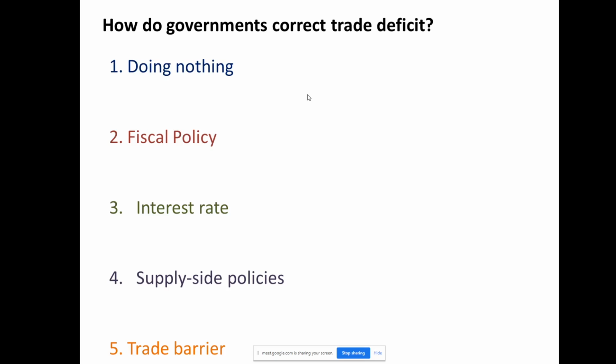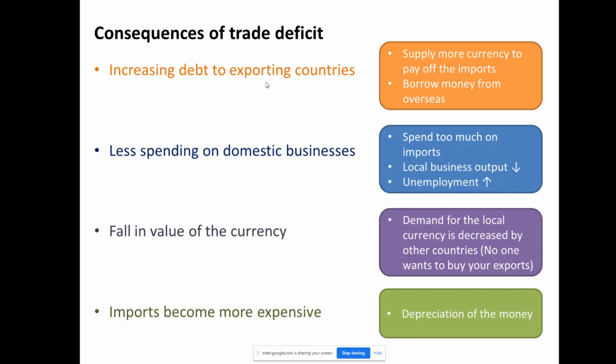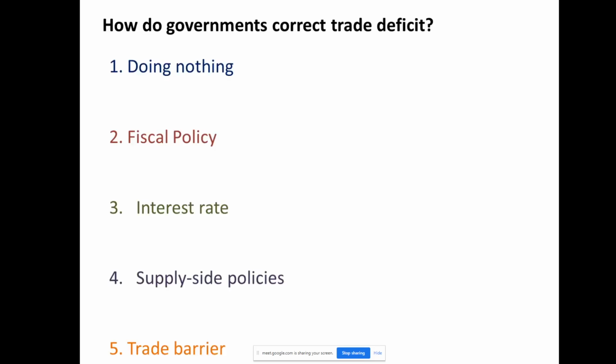So now you know there are so many consequences from trade deficit when we have a prolonged trade deficit. So how do we fix that? Here I have a set of solutions, or you can say, the correcting methods. First of all, doing nothing. Why is that? Why should we do nothing to correct the trade deficit?